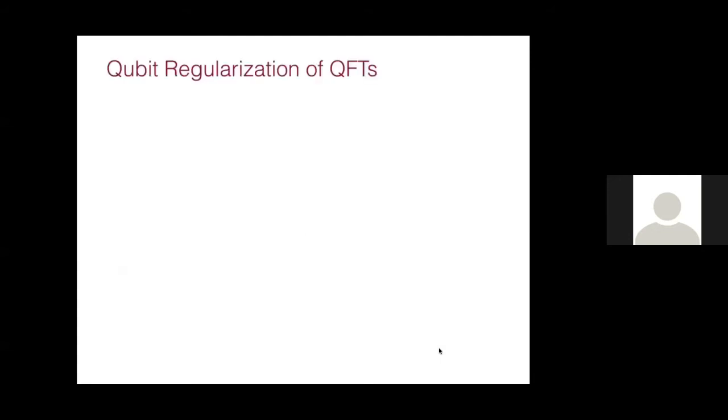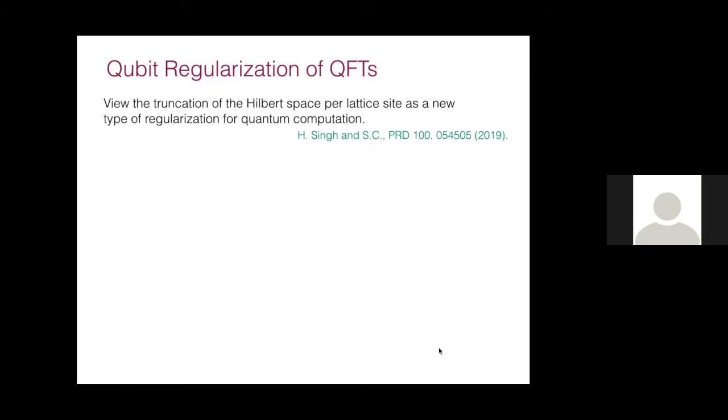However, what I would like to talk about in this talk is slightly different. I would like to think about what I call the qubit regularization of QFTs. And as I told you, the view here is that the truncation of the Hilbert space per lattice site is a new type of regularization. And that is something that is going to be important for quantum computation, right? So in addition to the lattice, you have to even think about formulating the theory with a finite dimensional Hilbert space such that you reproduce the original quantum field theory. And the first attempt of this was done in this paper.